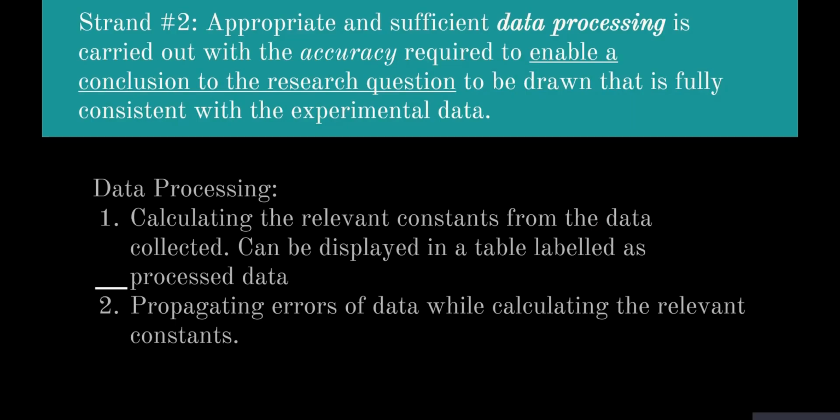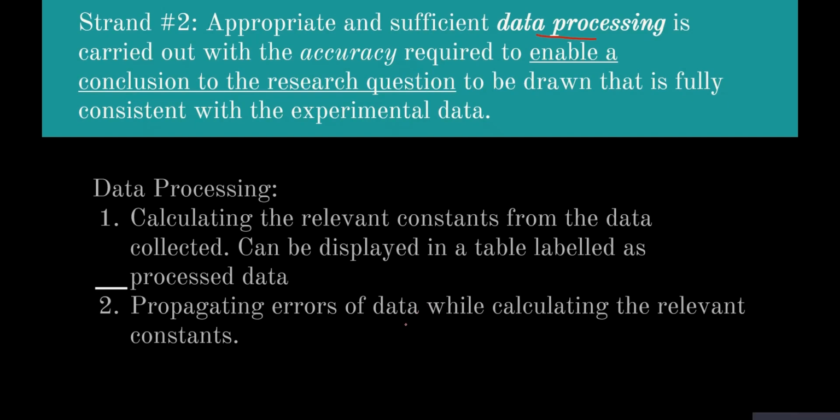Moving on, strand 2 is given here. You can see that it says appropriate and sufficient data processing. So strand 2 is focusing on data processing. After the data is collected, data processing needs to be done. So what's data processing? Basic data processing is taking the average of the data collected in various trials. Using this averaged value to determine any related constants is advanced data processing.